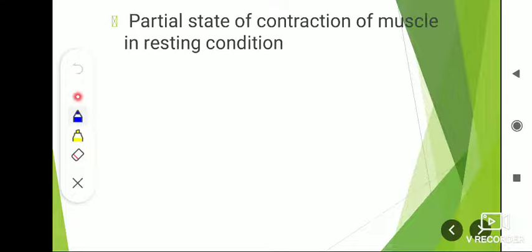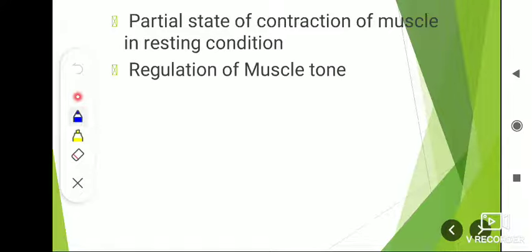So let's see the definition first. It is defined as a partial state of contraction of a muscle in a resting state. Usually when we give stimulation to the muscle, it will show a response by contraction, but under resting condition the muscle still has some state of contraction, that is called the tone. So it is a partial state of contraction of a muscle.